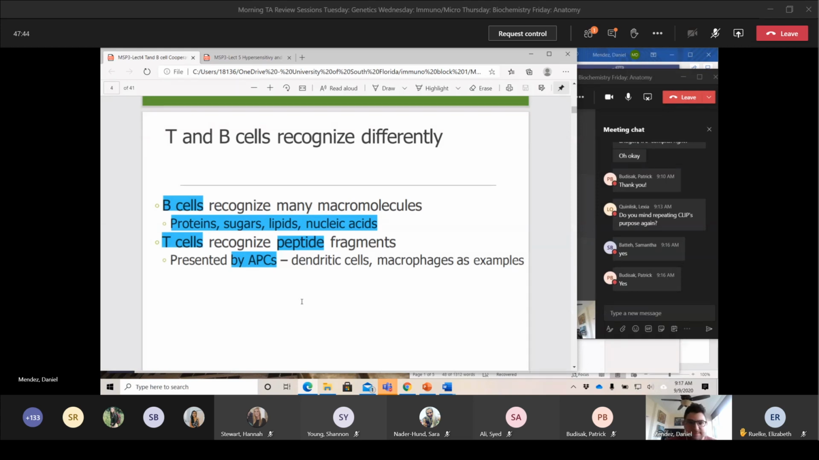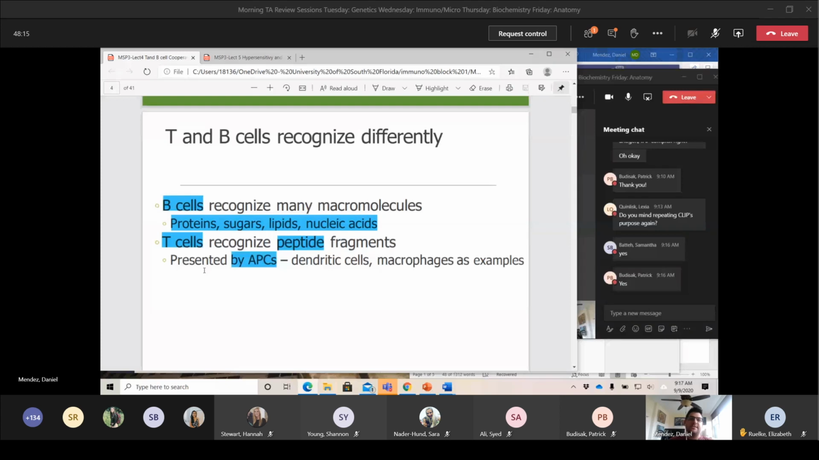So peptides specifically elicit T cell responses. So only T cell responses. You'll get into this later when we talk about viruses, but we make vaccines to elicit certain responses. If we have a vaccine that uses peptide fragments, then we know that vaccine will elicit a T cell response. So it'll elicit a T cell dependent response.